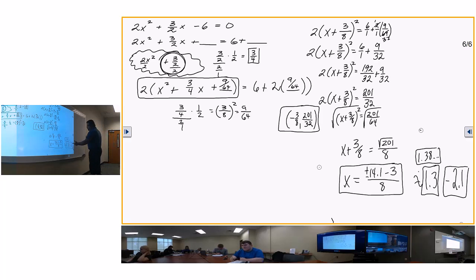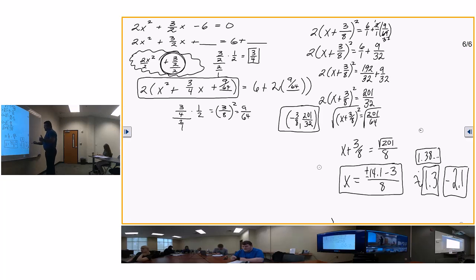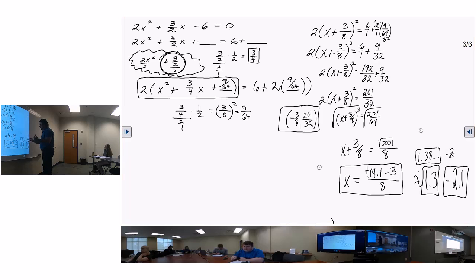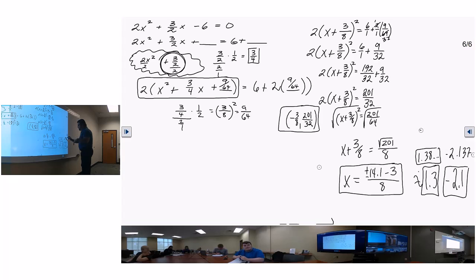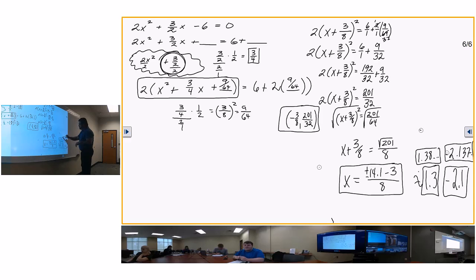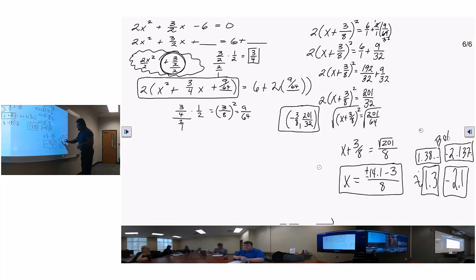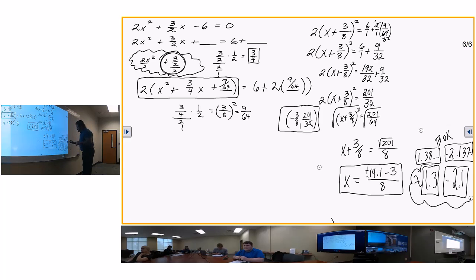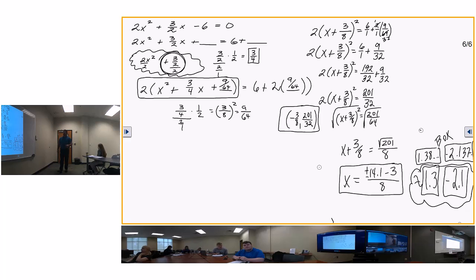Okay, and then what's the other one? 2.137 blah, blah, blah. I don't care. This is what you type in your boxes. For your sketching of your graph, you can do it in your head. Okay? Because that's what you do.